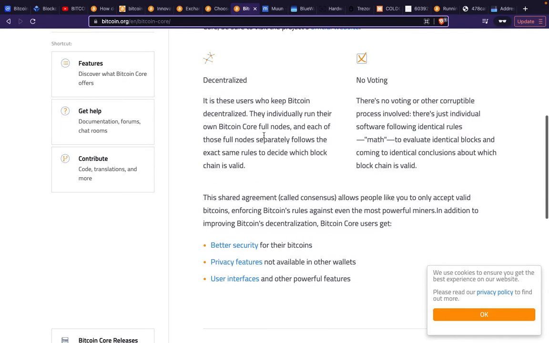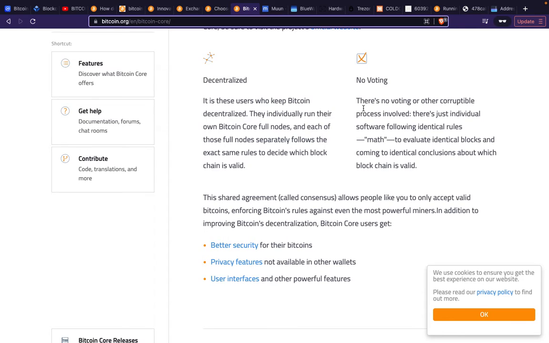Okay. Decentralized, you have decentralization, no vote. There is no voting or other corruptible process involved. So there's no voting in Bitcoin. There's just individual software following individual rules. Nobody has to tell you what Bitcoin is. You decide what it is. You decide which code you want to run, which software you want to run.